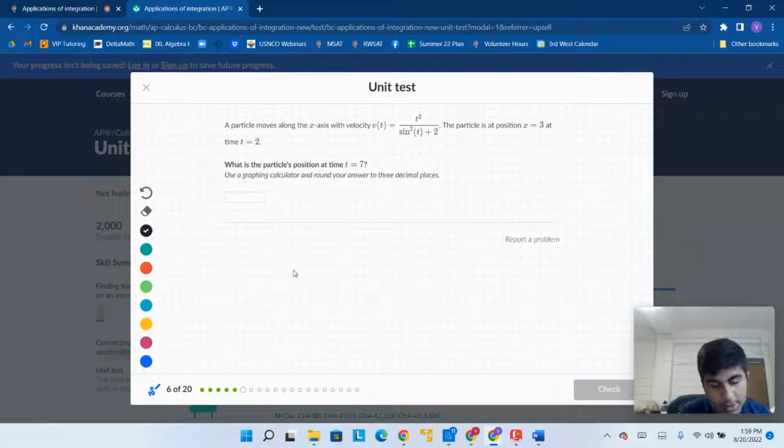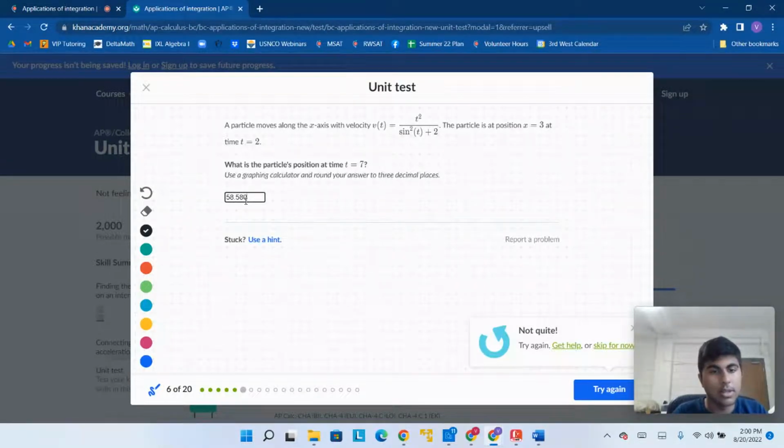So I'm going to take the integral from 2 to 7 of t squared over sine t squared plus 2 dt, and then I add that to 3, and I'm going to get 58.580. And that is incorrect. Let's think about why that's incorrect. All right, let's think about what we messed up on, and why 58.580 is incorrect.